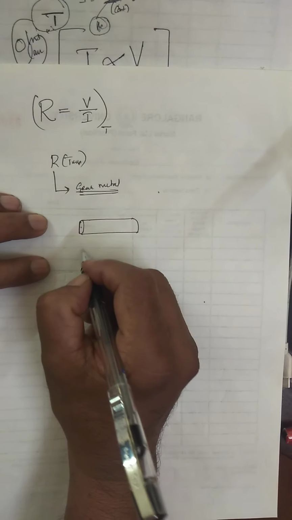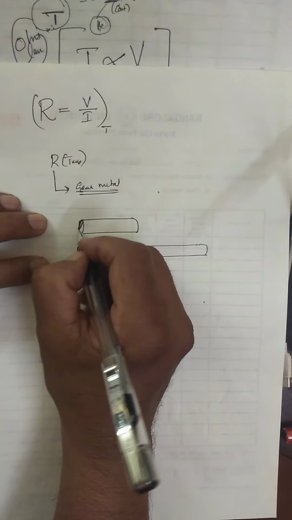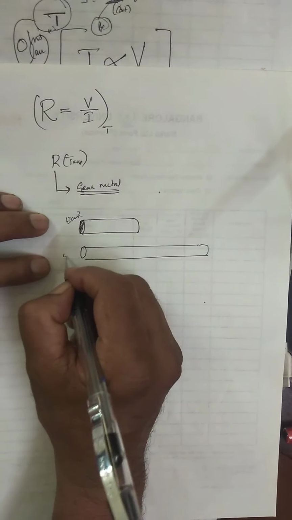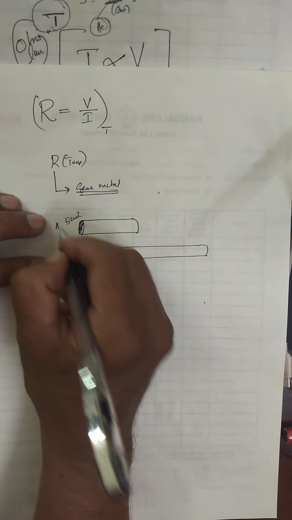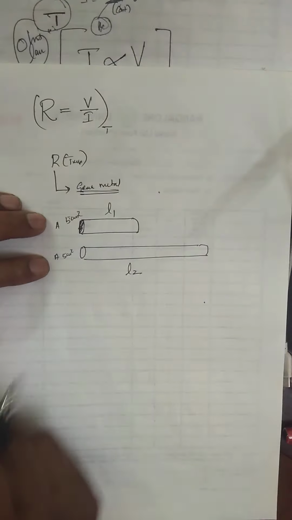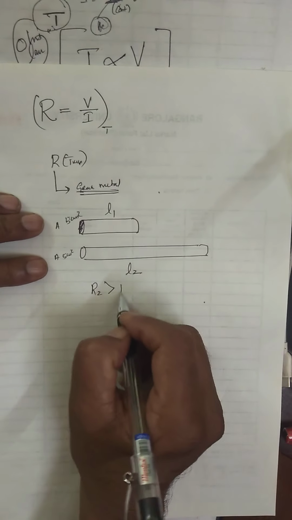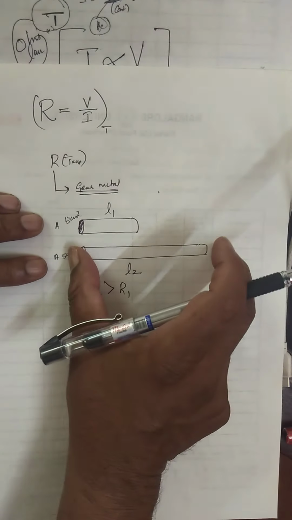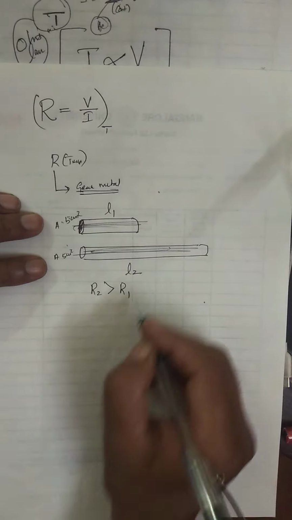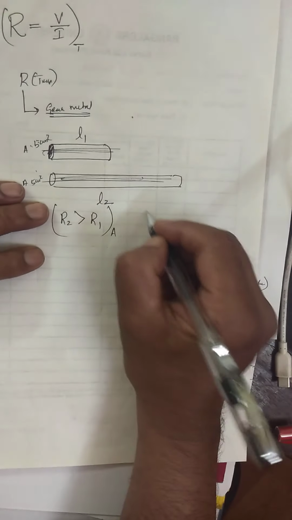This has a cross section. This area is 5 centimeter square. This also has 5 centimeter square area. The area is the same, but here L1 and L2, which is longer? Therefore, R2 is greater than R1. Therefore, larger the length, larger the resistance, with the area of cross section the same. Understood?